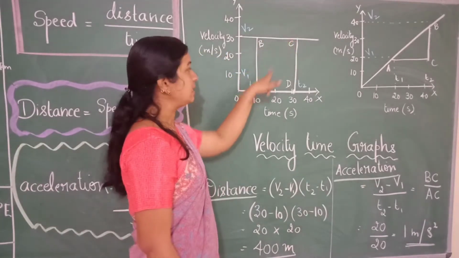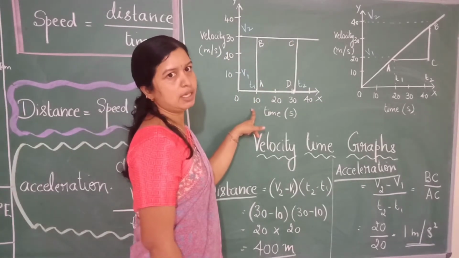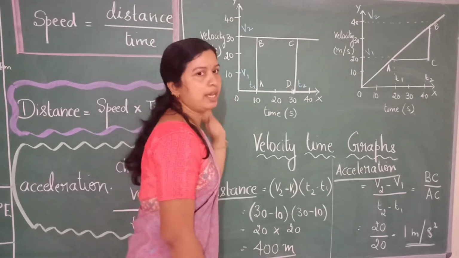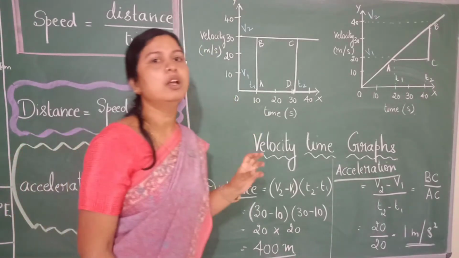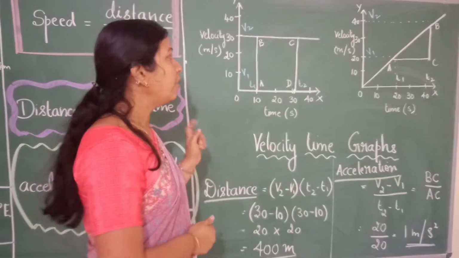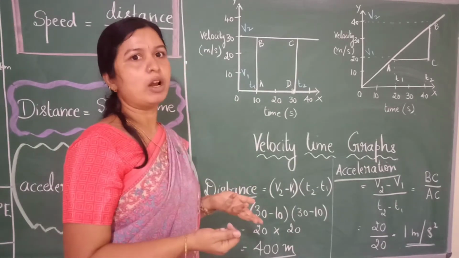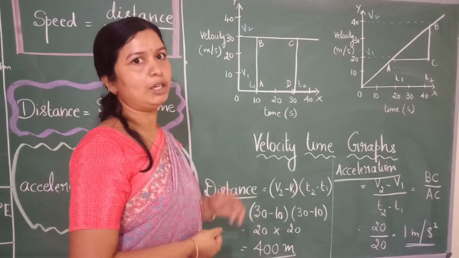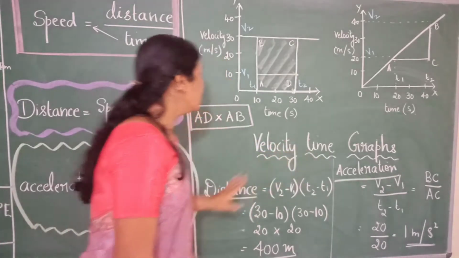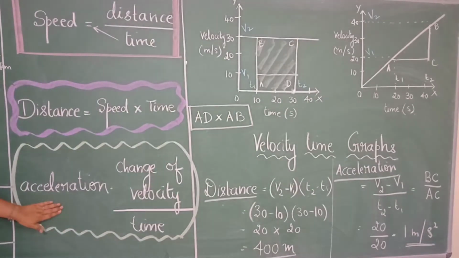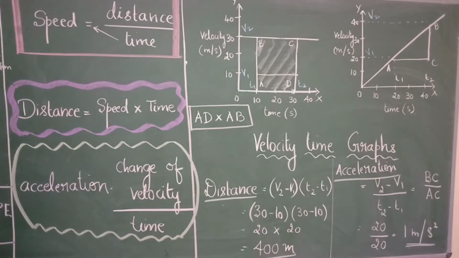You can see that this line is parallel to the x-axis, or the time axis, which means the object is moving with a constant velocity. If the object is moving with a constant velocity, then there is no change in the velocity, so the acceleration of this object will be 0. Now we can also calculate the acceleration using this velocity time graph.